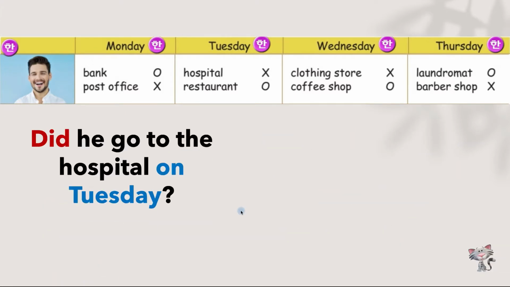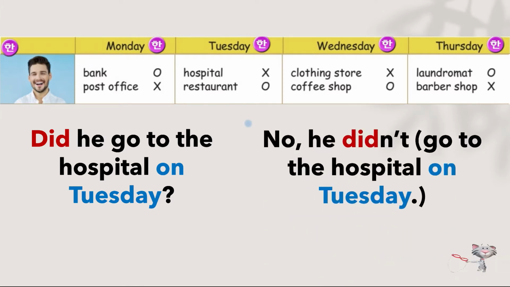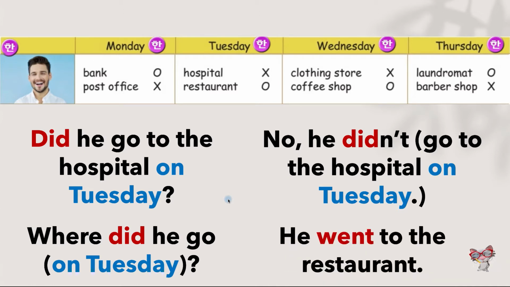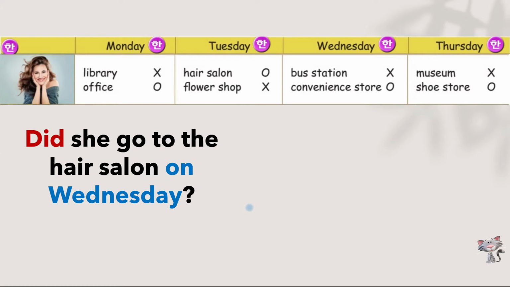Let's practice with you. So, talking about Tuesday, did he go to the hospital on Tuesday? No, he didn't go to the hospital on Tuesday. All right, so the W question, where did he go on Tuesday? He went to the restaurant. He went to the restaurant. Same pattern. Same pattern. Write down. Professor might give me homework. Yes, you can expect homework's going to come.